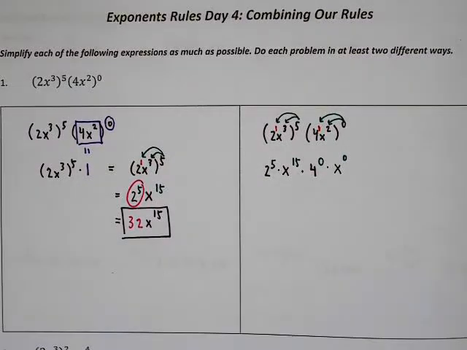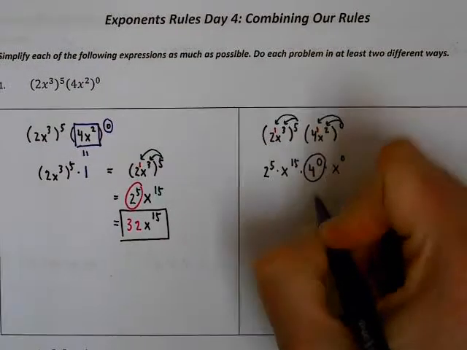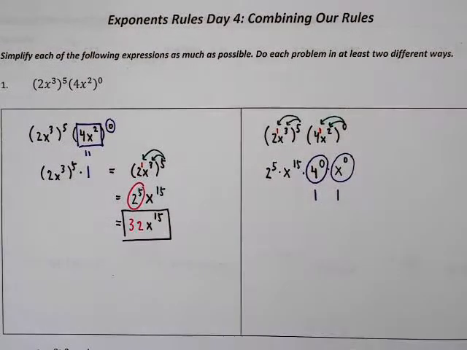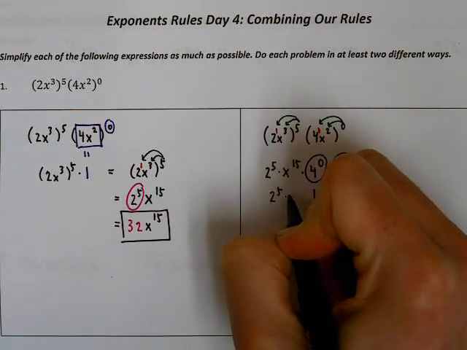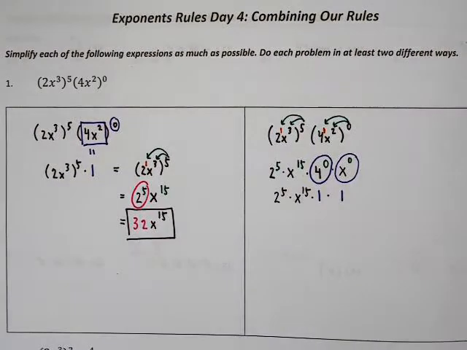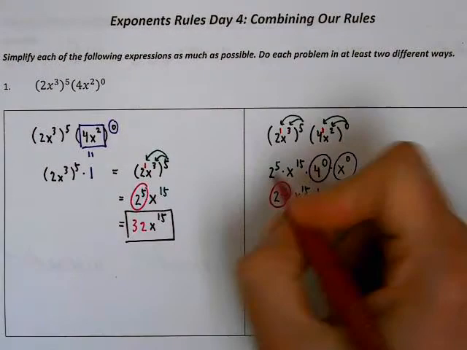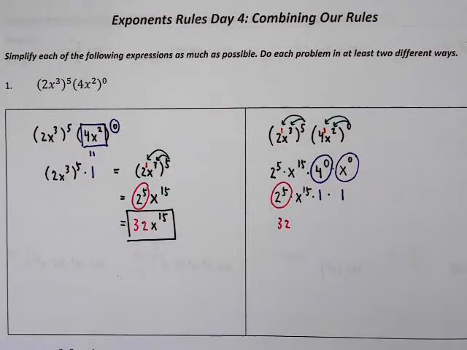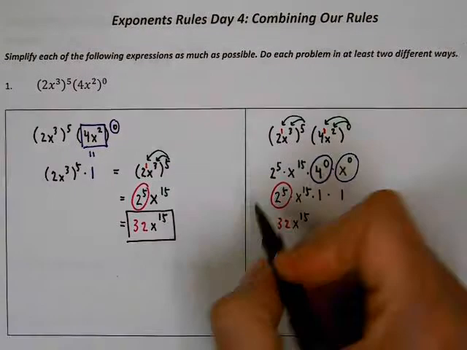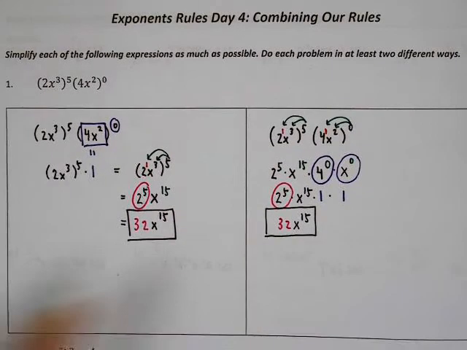So now all my parentheses are gone, so it might be a little easier to deal with. Now, hopefully we recognize we've got 4 to the 0, which is 1, and x to the 0, which is 1. So we're left with 2 to the fifth times x to the 15th power times 1 times 1. So again, I can go back to my calculator. I have 2 to the fifth power is going to give me 32. x to the 15th I can't simplify anymore, and multiplying by 1 is just going to give me that same answer. So no matter which way I did it, I got the same answer.